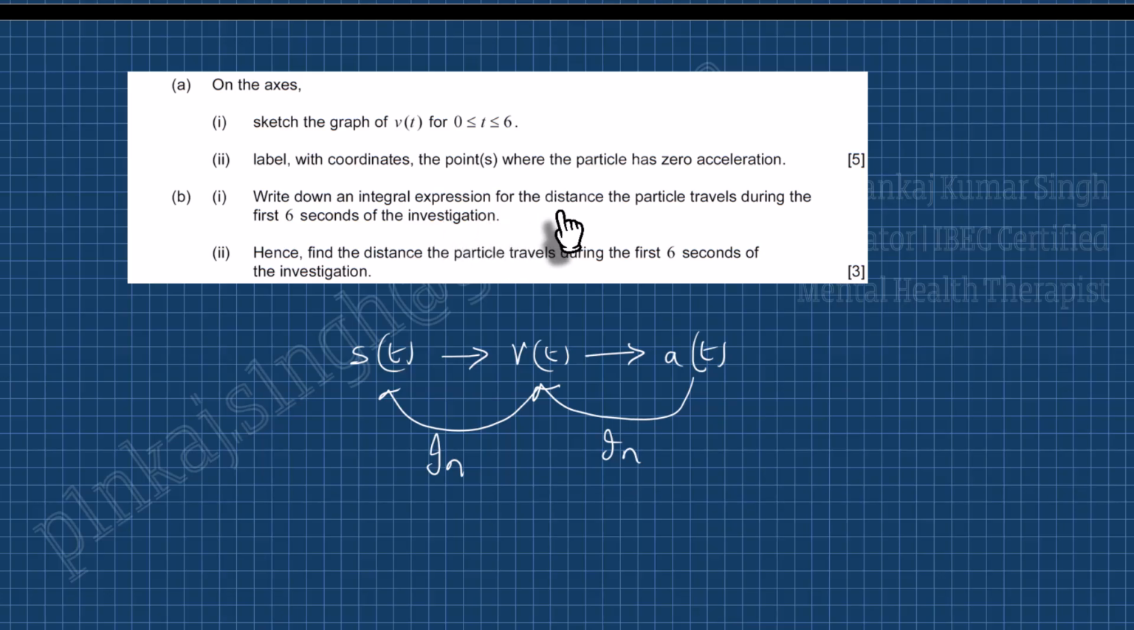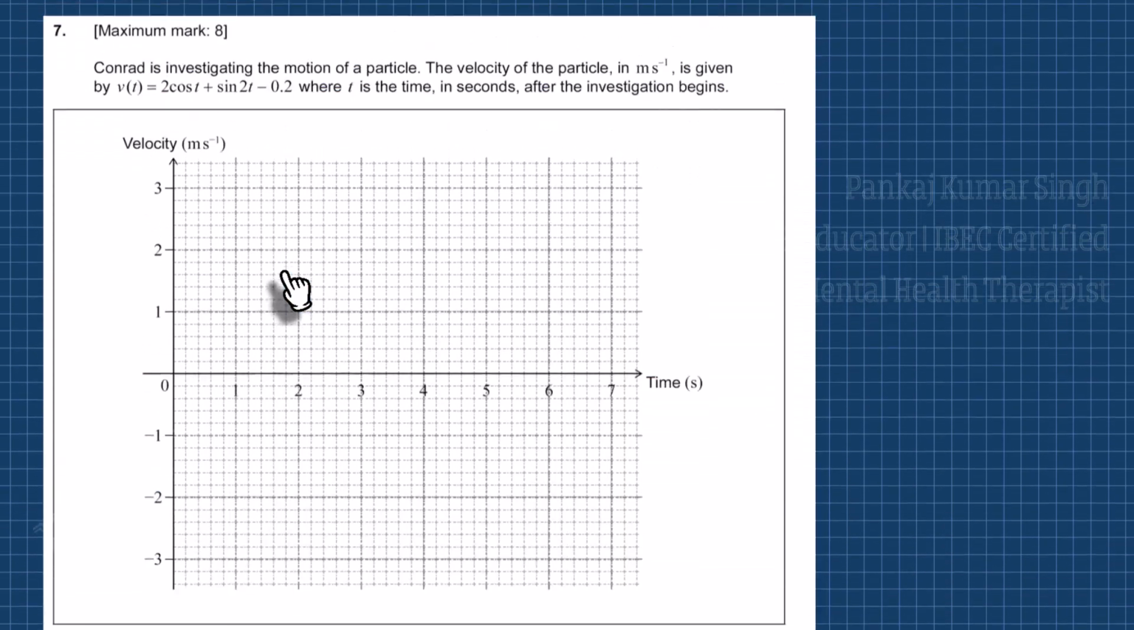Write down the integral expression for the distance. We will probably be using the calculator for this one and find the distance that the particle has traveled. Again, we're going to be using the calculator for this. We're going to jump into the first part of the question.